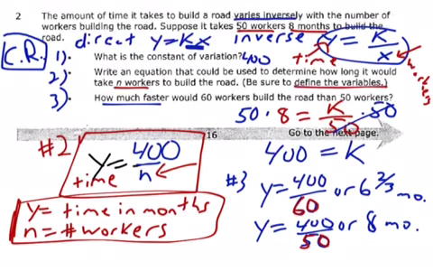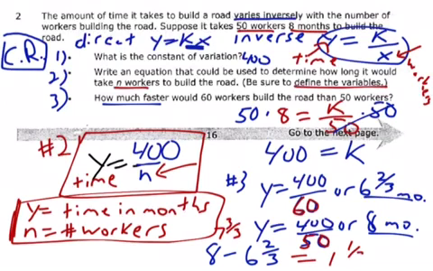60 workers is 6 2/3 months, and how much faster is that than 8 months? Well, we just need to do 8 minus 6 2/3. In other words, 8 is just like 7 3/3. So 7 3/3 minus 6 2/3 gives us 1 1/3 months. You could also do this as a percentage if you wanted, the amount of change divided by the original amount. But I like that way the best. So 1 1/3 months.